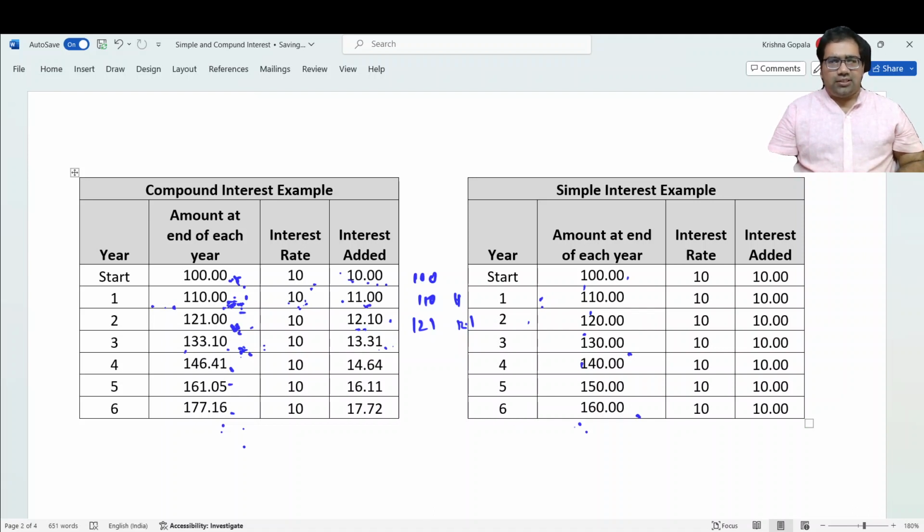In 6 years, each year 10 only got added. But here, each year the interest that is getting added changes. The first year it was 10, then 11, then 12, then 13, then 14.6, then 16.1, etc. Right? By the end of the seventh year, what will happen? This 177 plus 17.7. This plus this becomes what it is at the end of the seventh year. So you understood, right? How simple interest and compound interest work.